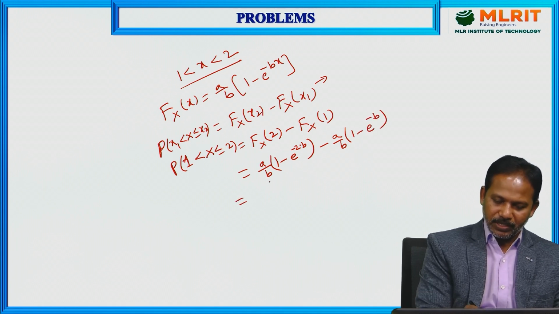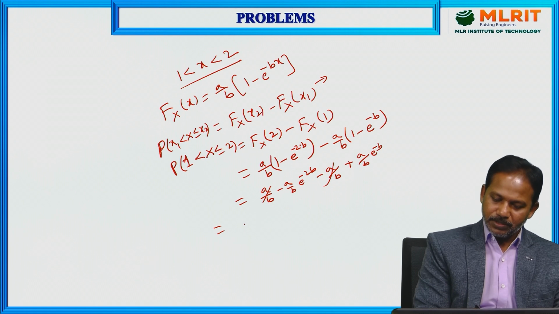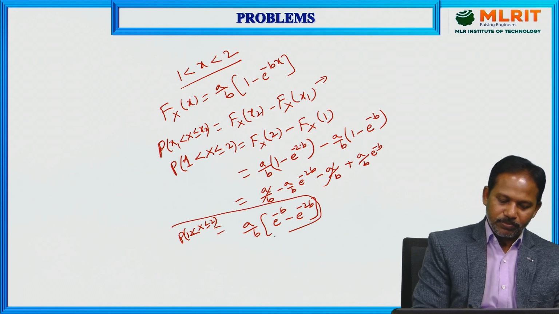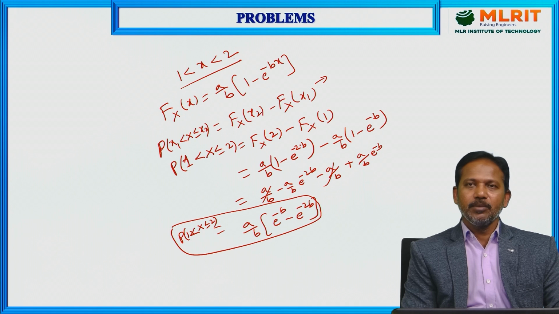So simply we can write a by b minus a by b into e power minus 2b minus a by b plus a by b into e power minus b. Here minus a by b plus a by b both are cancelled. That is a by b into e power minus b minus e power minus 2b. So this is the value between 1 and 2. So this is the probability of finding x between 1 and 2.